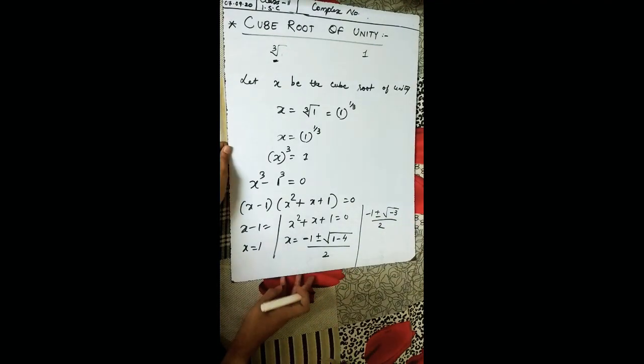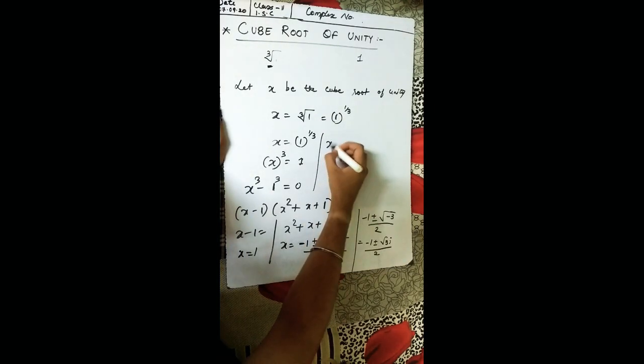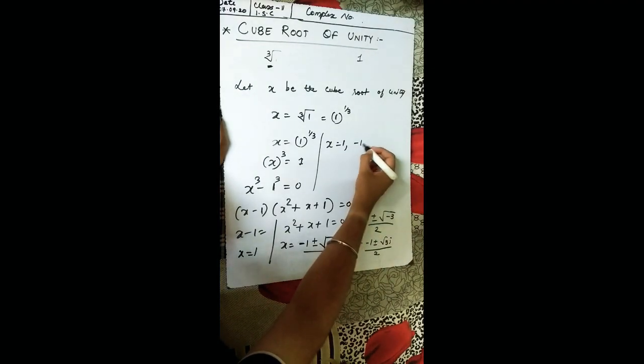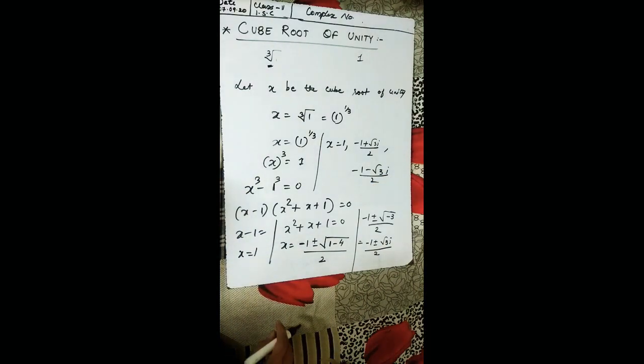Now this is an imaginary thing. So what can we write for this one? Can we write root 3i upon 2? So what will be the 3 roots of this equation? x is equal to 1. The another value is minus 1 plus root 3i by 2, and the third value is minus 1 minus root 3i by 2. So clearly 1 cube root of unity is real and the other 2 are complex numbers. So this result you have to remember. Are you getting it? Okay, now let us understand what the properties of this cube root of unity actually are.